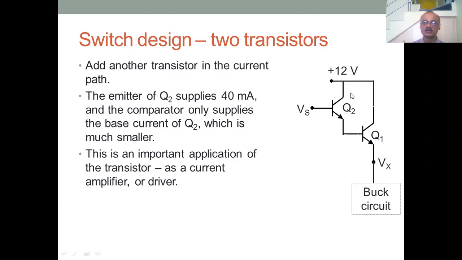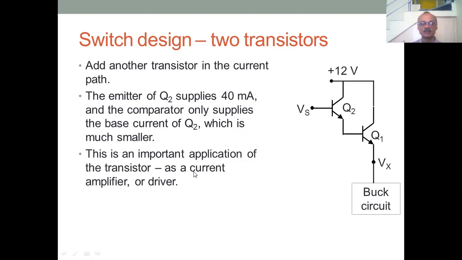Now we put one more transistor. So the emitter current of Q2 must be 40 milliamperes. And the base current of Q2 will be 40 divided by 100, roughly speaking. So that's about 0.4 milliamperes. And that the comparator will surely be able to provide. So now with this configuration, we are able to match the current output of the comparator to the switch current required by the transistor.